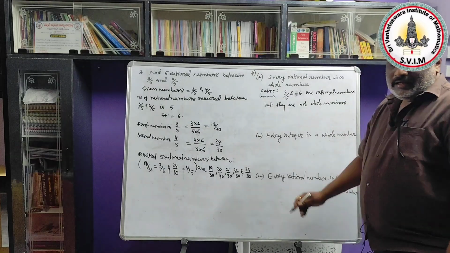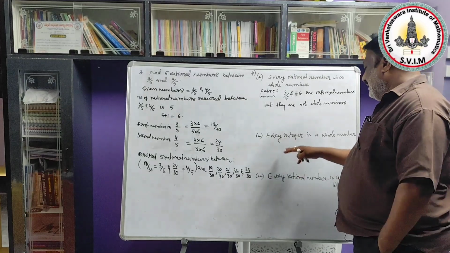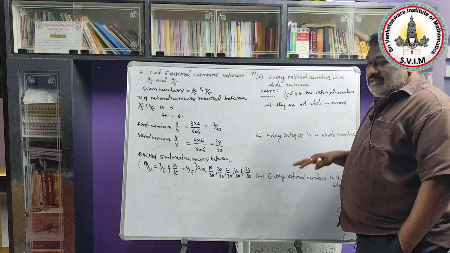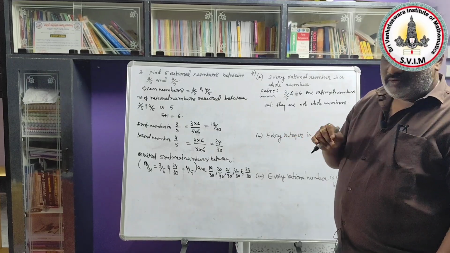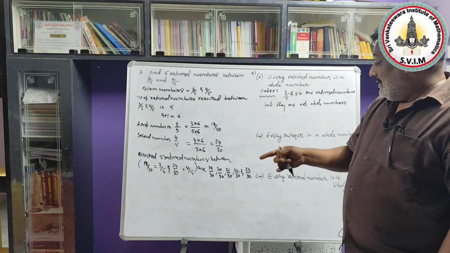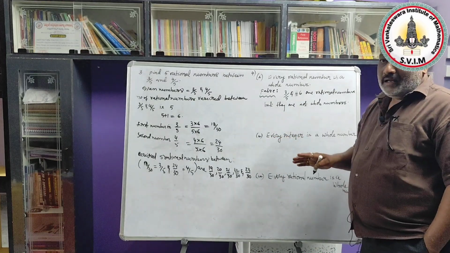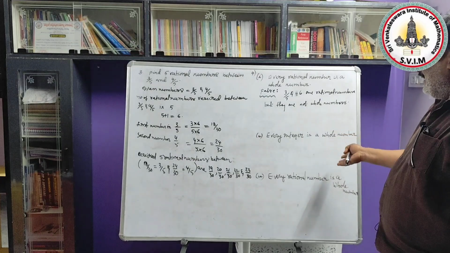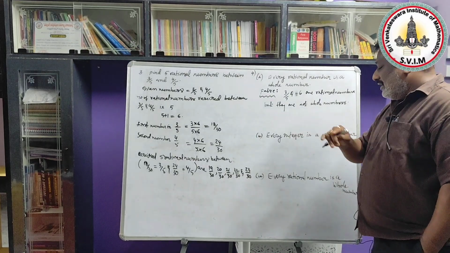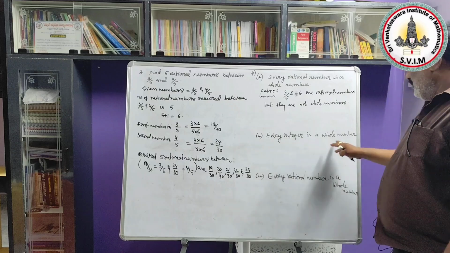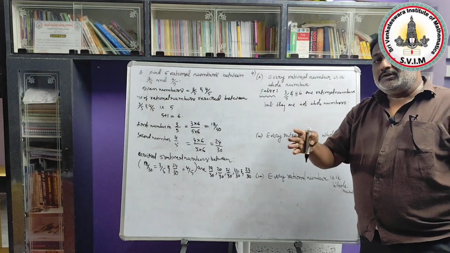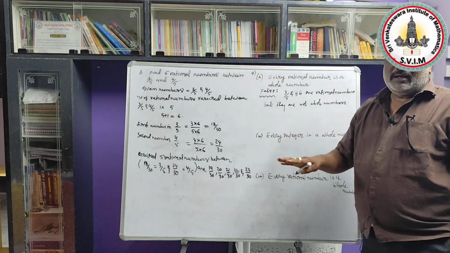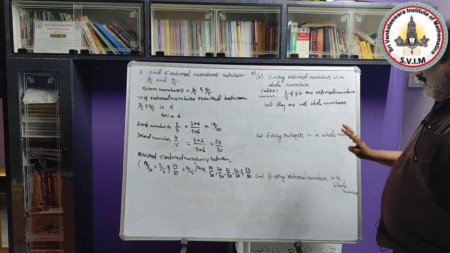Come to the second question. The statement is, every integer is a whole number. You need to consider integers. Integers means all positive numbers and negative numbers without fractions, including 0. But here, how can you say every integer is a whole number? If you consider only 0, yes, it is a whole number. If you consider all positive numbers, they are whole numbers. But if you consider negative numbers, they do not belong to whole numbers.